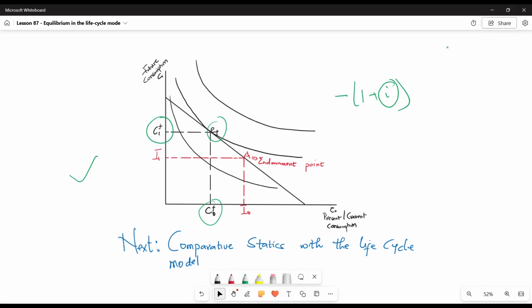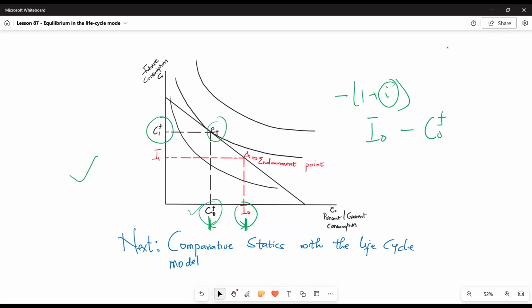Now, the question here is, how much does Samuel save at this equilibrium point EF? We know that Samuel's present income is I0, but his present consumption is only C0F, which means that Samuel saves the difference in the present period. Hence, Samuel's savings is the difference between I0 and C0F. So if we look at our figure here, we can see that the gap between these two variables is Samuel's savings.